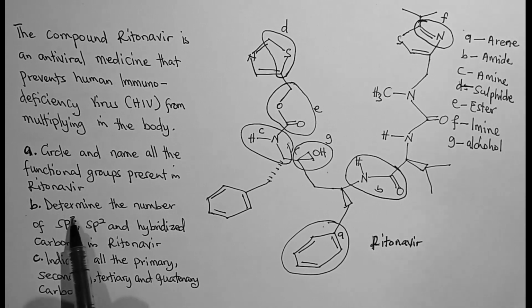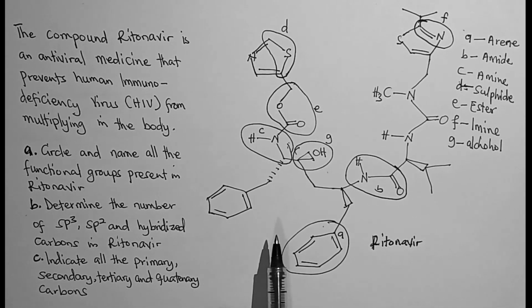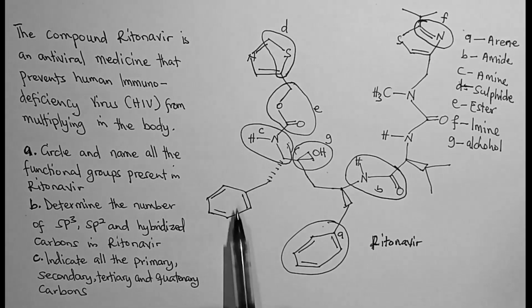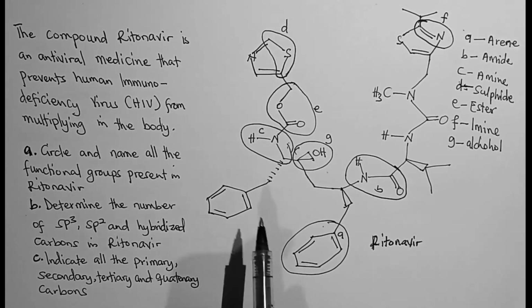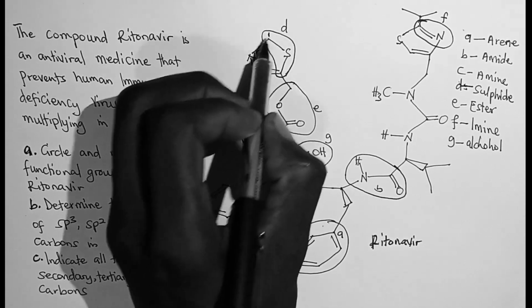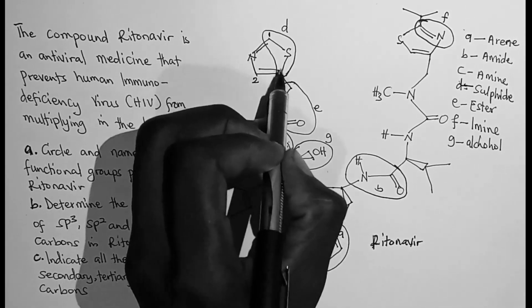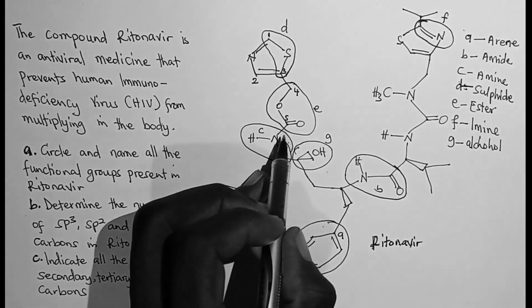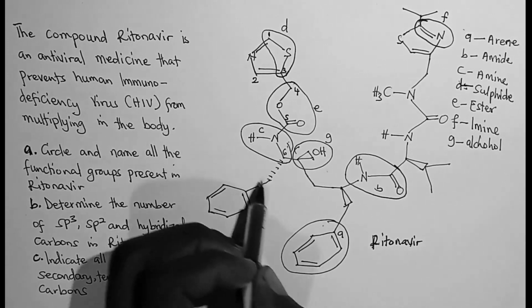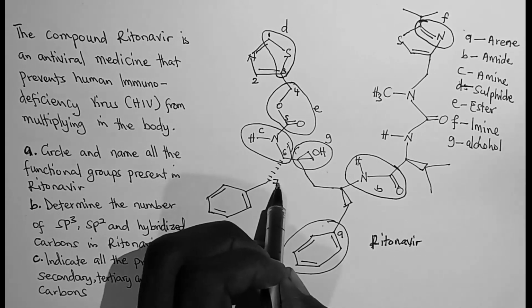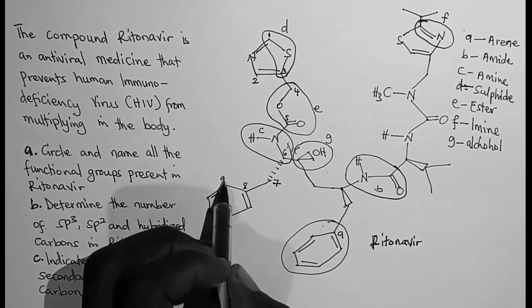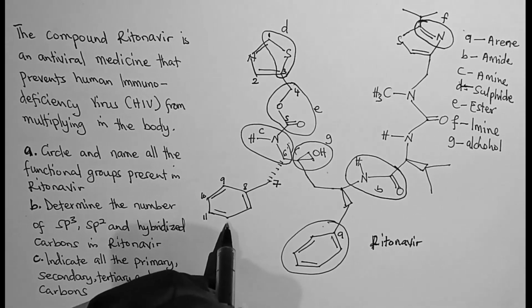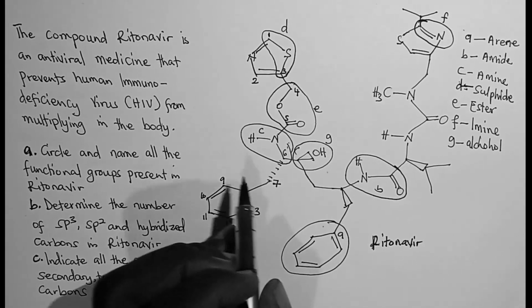So B says that we should determine the number of sp3 and sp2 hybridized carbons in ritonavir. So in order for this to be simple, let's number all the carbons in the compound. So starting from here, this is carbon 1, this is 2, this is 3, this is 4, and then this is 5, and then 6, and 7, then 8, 9, 10, 11, 12, 13.